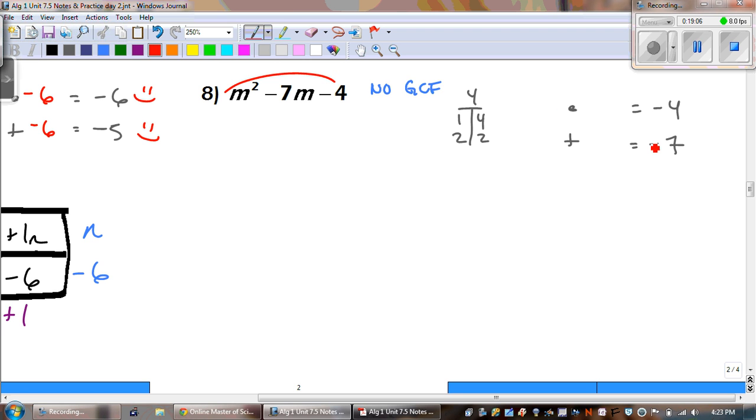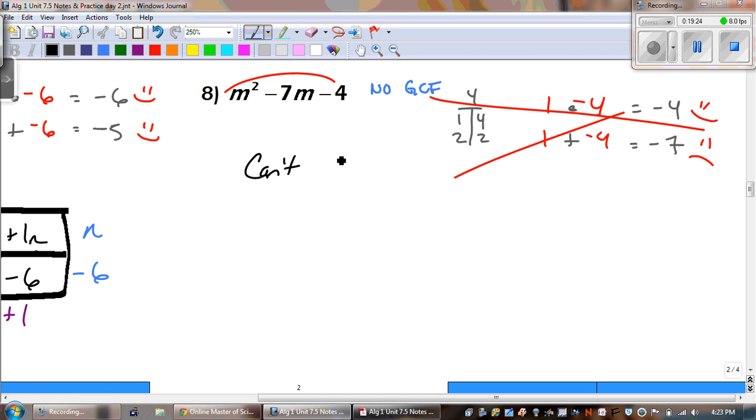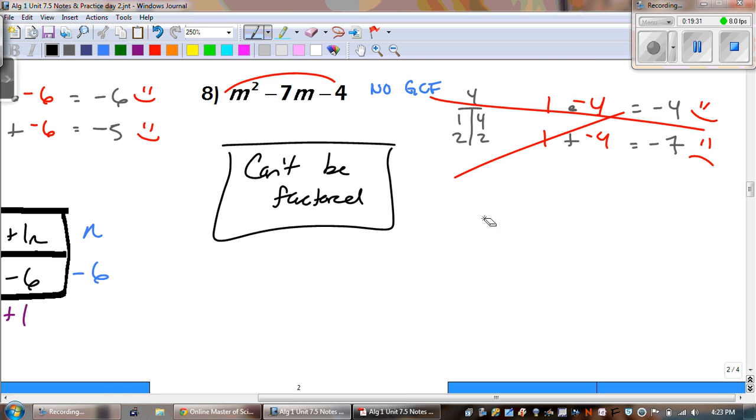Can you think of any combinations like that? Well, no matter what combination you try, it doesn't work out. So this one can't be factored, okay? You need to show your work, though, that you tried, okay? And this is our work showing that we tried to factor it, okay? Let's do one more.